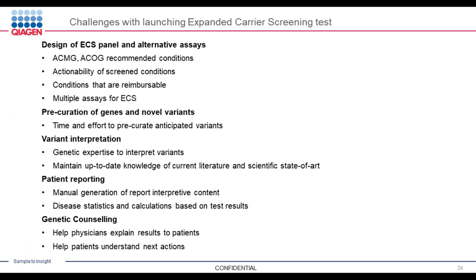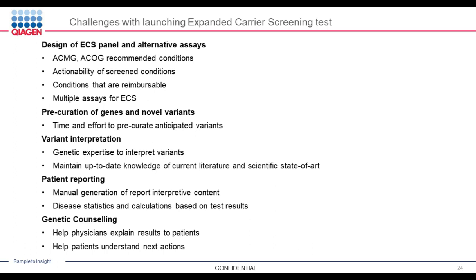out of this panel. The variant interpretation is also challenging because you need to get access to genetic expertise to interpret these variants, but also to maintain an up-to-date knowledge base so that you're always current with the literature and not run into that situation where that lab had misclassified that child's variant.